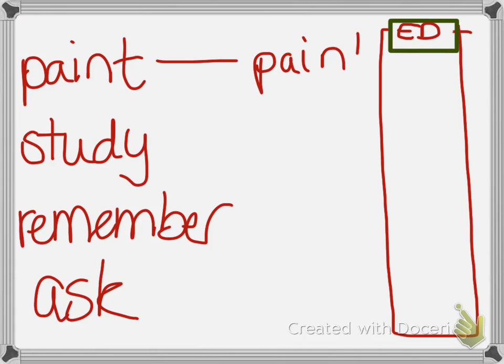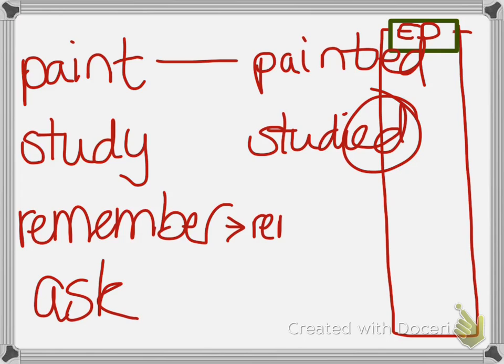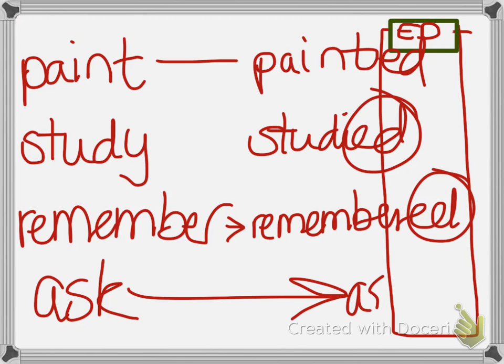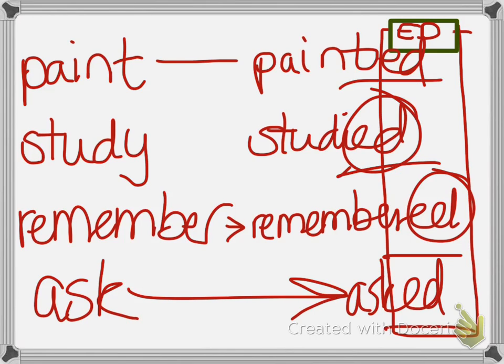Paint, painted. I painted, you painted, they painted. We studied, you studied, she studied. They remembered, I remembered, we remembered. They asked, she asked, you asked. Again, it doesn't matter who the person is or how many people there are. The past simple is just the infinitive with an ed at the end.